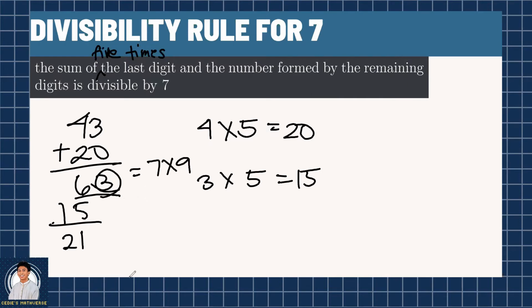We can actually stop at 63 if we know that it is 7 times 9. But I just showed you that it can be repeated as long as we haven't arrived at a relatively small number yet. You can repeat the process over and over until you reach a number which you can easily deduce as a multiple of 7 or not.